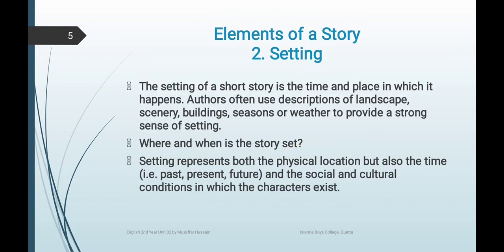Moving forward to the second element of a story, it is setting. What is setting? The setting of a story is the time and place in which it happens. Authors often use description of landscape, scenery, buildings, seasons, or weather to provide a strong sense of setting. Setting helps us to understand the story. Setting helps us to get maximum meaning from the story.